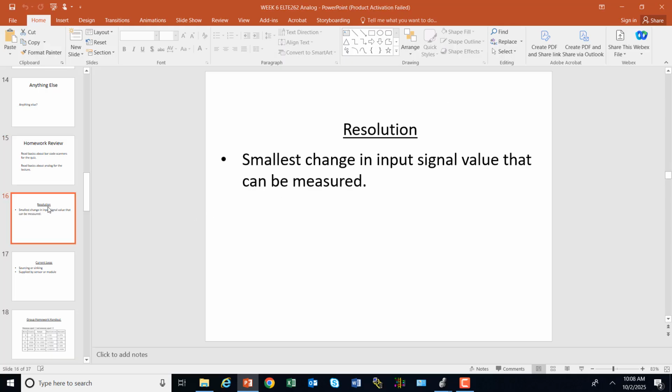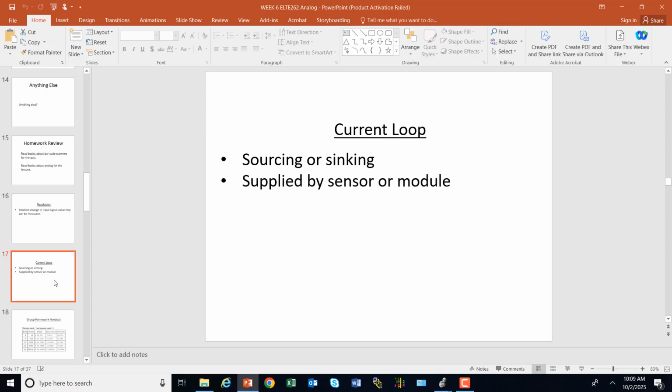All right. So for the analog, we talk about resolution. That's the smallest change in input signal value that can be measured. Sometimes you want high resolution, sometimes you don't really need it. That is relative: what is high resolution and what is low resolution? It totally depends on your application how much resolution you want. If you're doing something super scientific, super high end, you might need incredible resolution. Whereas if you're in manufacturing, maybe some gross resolution might work better.